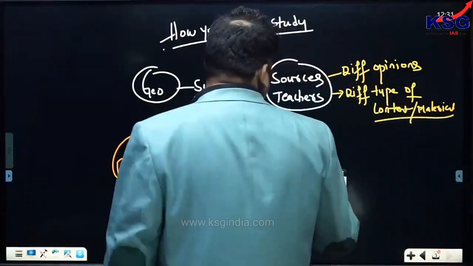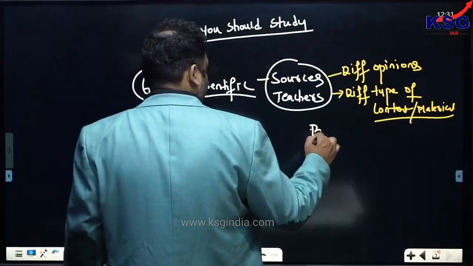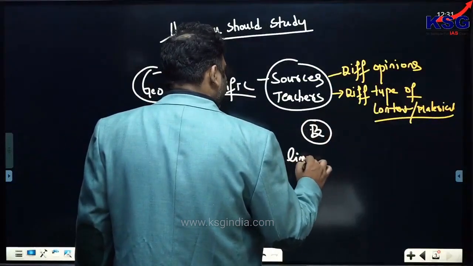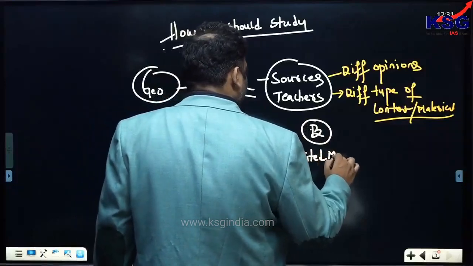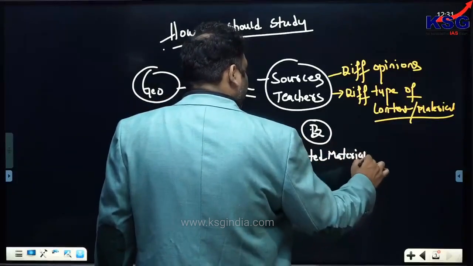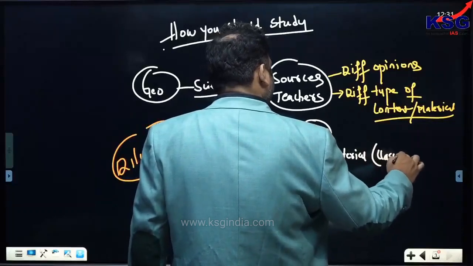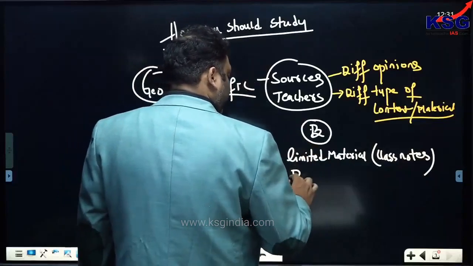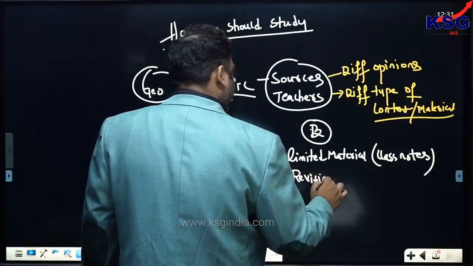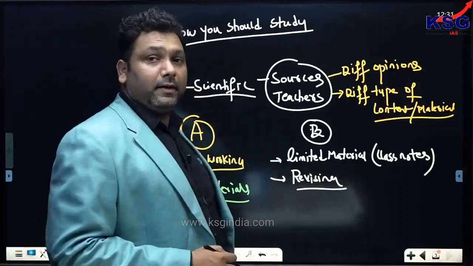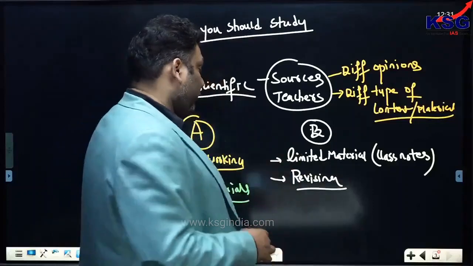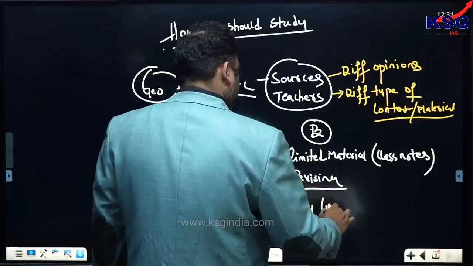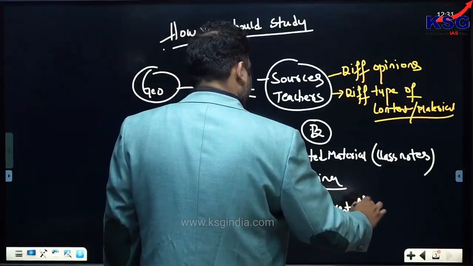If you won't be able to remember anything, you won't be able to reproduce in the examination. Now there is a candidate B who will be reading limited material, say my class notes, and B will be revising this thing again and again, and B will also apply the current affairs to these topics.